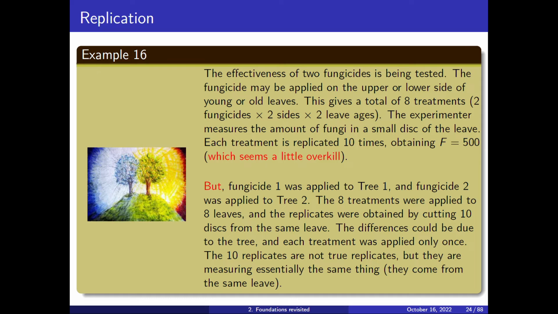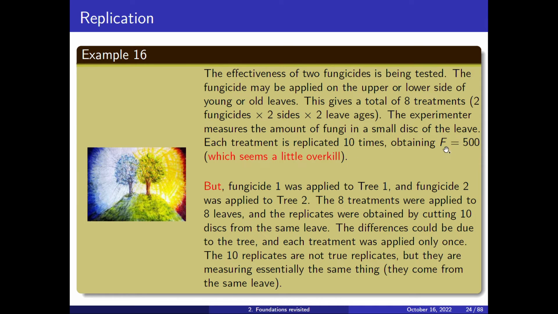Let us consider the following example. We are measuring the effectiveness of 2 fungicides, and the fungicide may be applied on the upper or the lower side of young or old leaves. So we have a factor that is upper or lower side, another factor that is young or old leaves, and another factor that is the fungicide. So in total we have 8 possible combinations. And the experimenter measures the amount of fungi in a small disc of the leaf, and the treatment is replicated 10 times per combination.